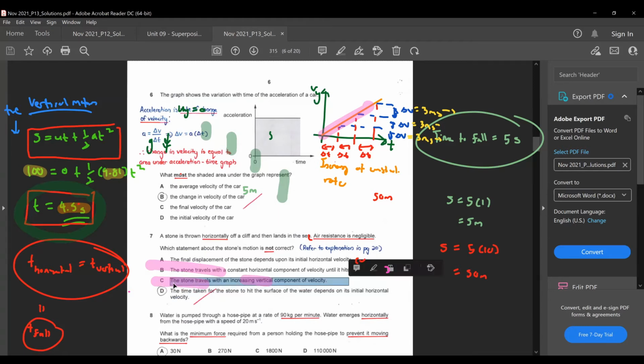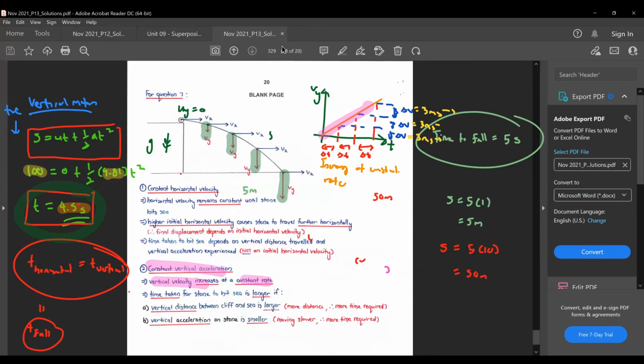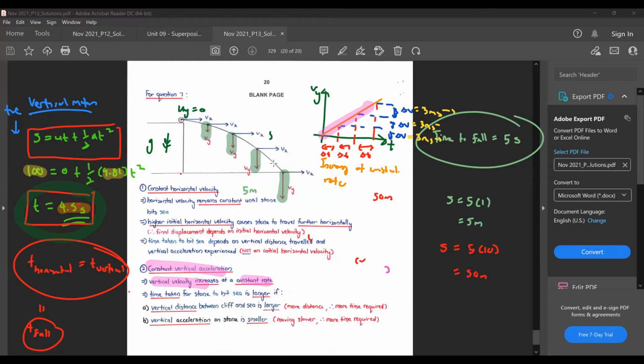Okay, the stone travels with an increasing vertical component of velocity, which is actually what I just explained to you. Your velocity ought to increase because you're speeding up as you're moving down. You're speeding up as you're moving down because you have acceleration. Now, the increasing at constant rate, I think I over-explained it. The question didn't really bother about what rate it was increasing, but I went and explained to you it was increasing at constant rate.